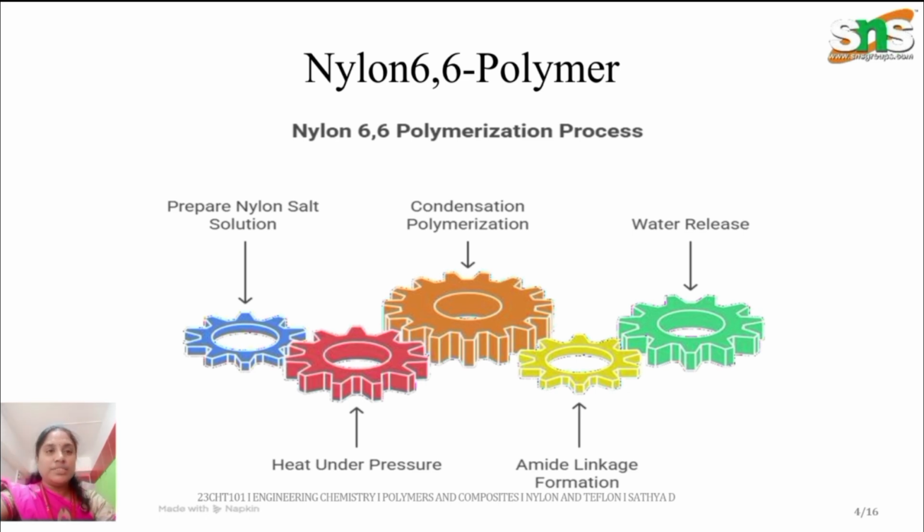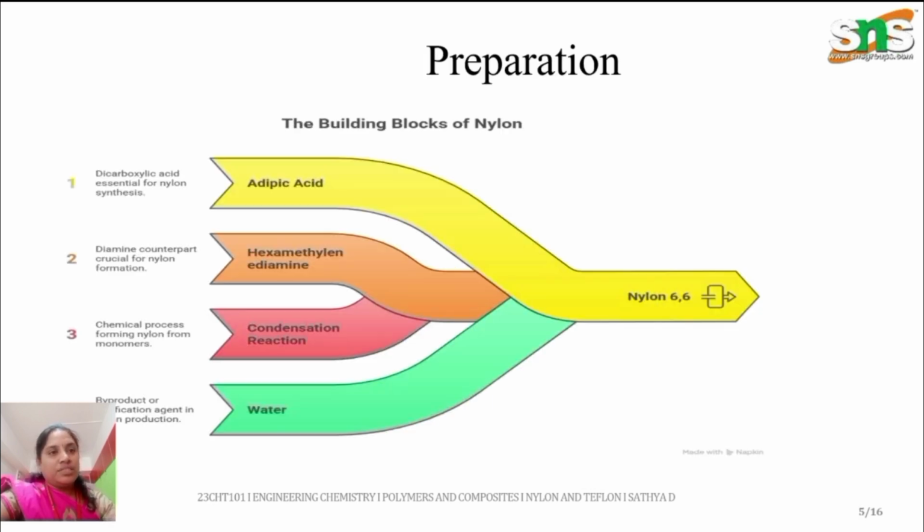Undergoing condensation polymerization, the amide linkage is formed and after that water is released. So the first step is preparation of the nylon salt solution, then under heat and pressure, condensation polymerization, the amide linkage is formed and water is released. This is the process. We discussed the preparation of adipic acid and hexamethylene diamine in the previous lecture. This is the condensation process.